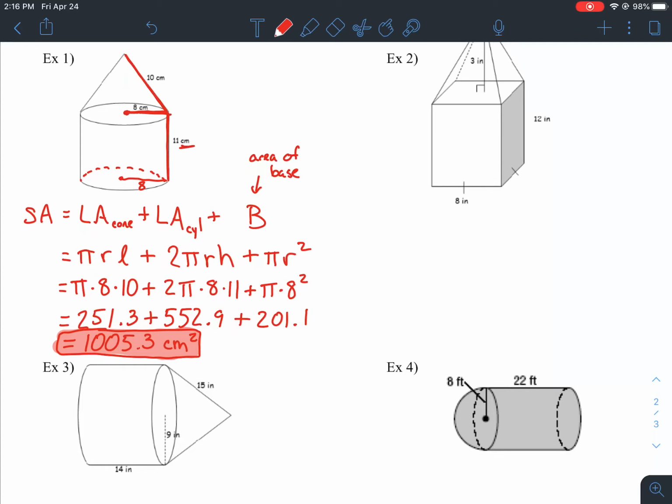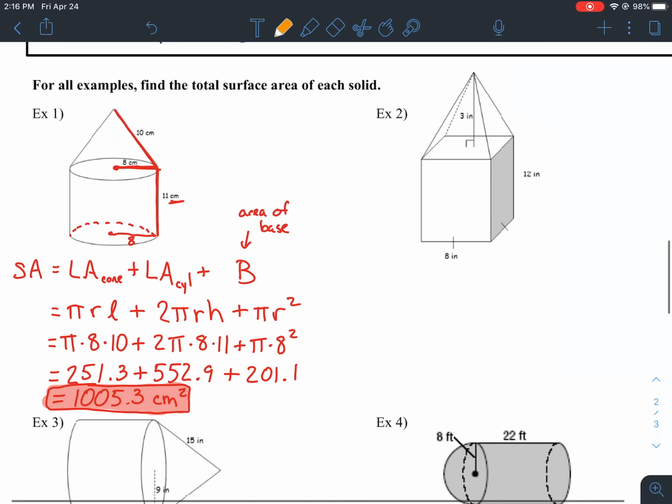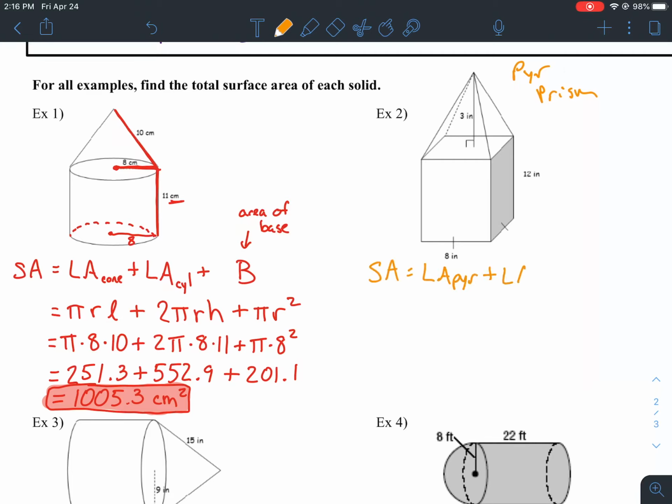Okay. Now, I'm going to go a little bit faster here for the second one because I understand these problems seem like they take a while. There's a lot of steps, but as we start to do them more, they actually become much faster. So, as we look at example 2, we see it's a composite. We have a pyramid sitting on top of a prism. So in order to find the surface area, that's going to be the lateral area of the pyramid plus the lateral area of the prism plus the base. LA plus B.